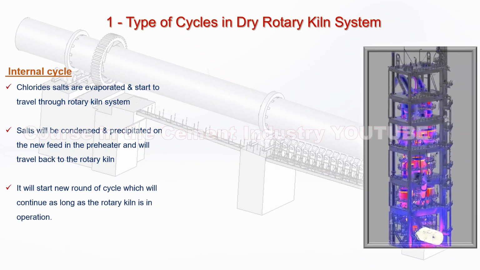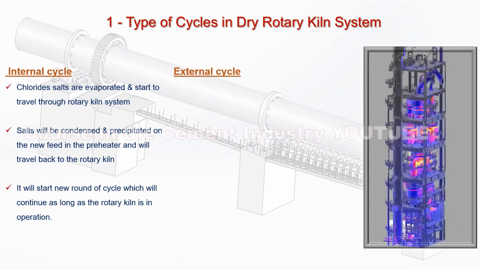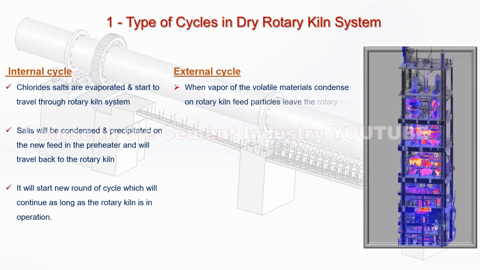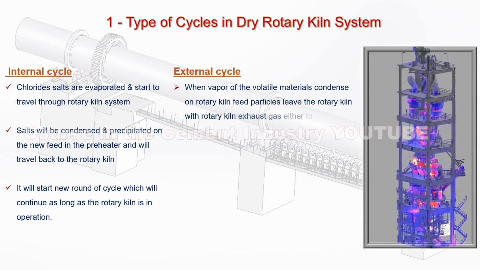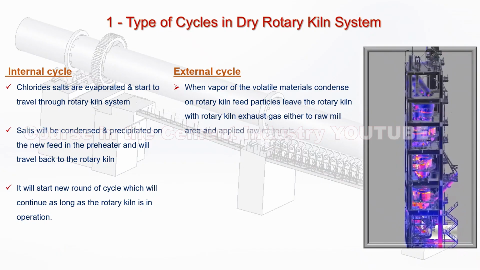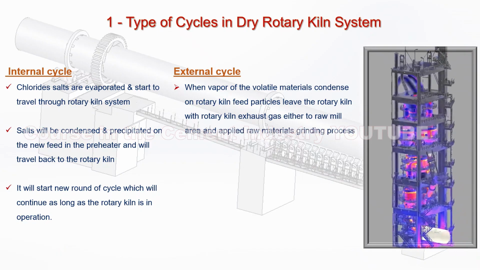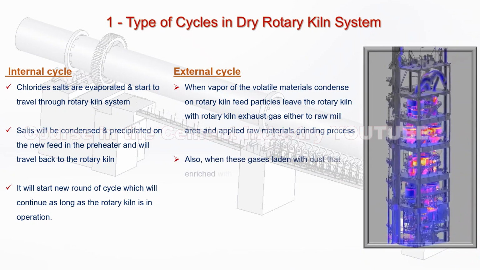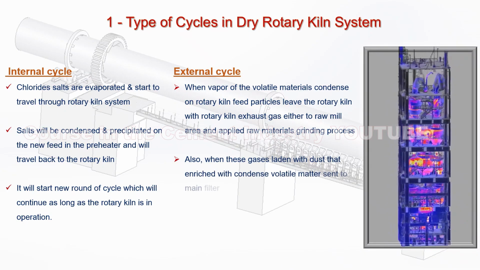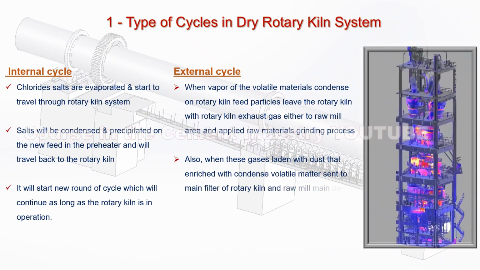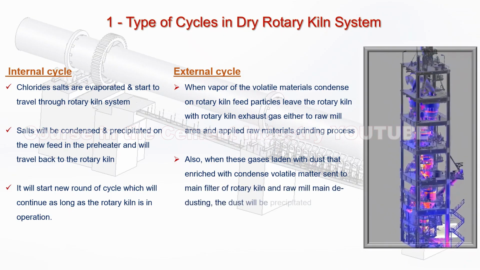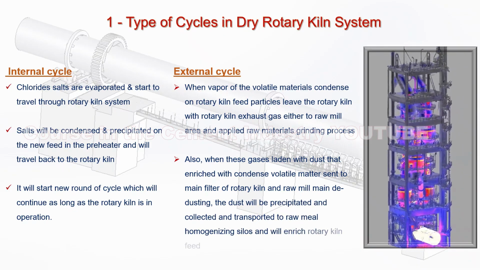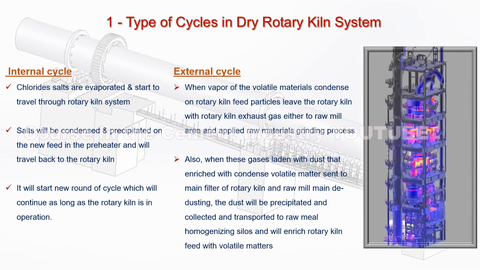External cycle. 1. When vapor of the volatile materials condenses on rotary kiln feed particles, they leave the rotary kiln with the exhaust gas, either to the raw mill area, and are applied in the raw materials grinding process. 2. Also, when these gases laden with dust enriched with condensed volatile matter are sent to the main filter of the rotary kiln and raw mill main dedusting, the dust will be precipitated, collected and transported to the raw mill homogenizing silos, and will enrich the rotary kiln feed with volatile matters.